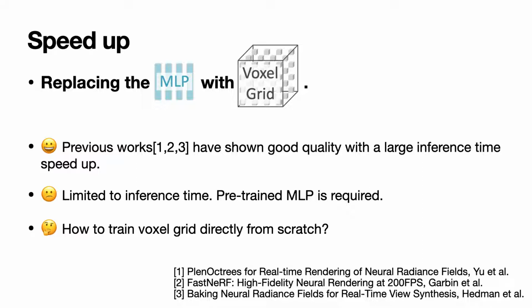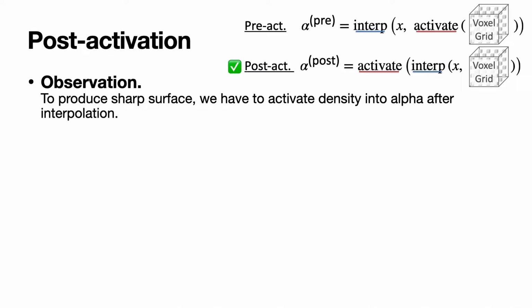In this work, we investigate how to train a Voxel grid directly from scratch. There are two keys to make it work, missing one of which results in failure. The first key is what we call post-activation. To produce sharp surfaces, we find that it is critical to activate the volume density into alpha value after trilinear interpolation.